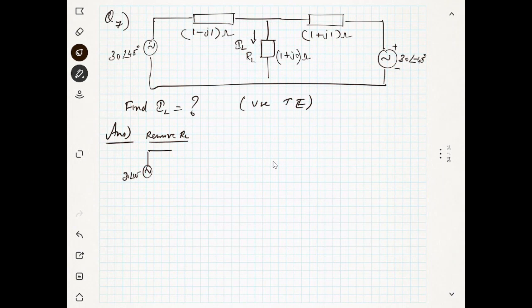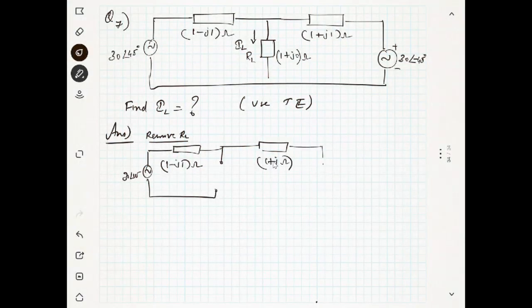Remove RL, then you will get something like this. The load is removed, so it is an open circuit now. This is 1 minus J1 ohm and 1 plus J1 ohm, and this is 30 angle 45 and 30 angle minus 45. Now how can you find the voltage between these points? We will call it Vthevenin. Is it okay?